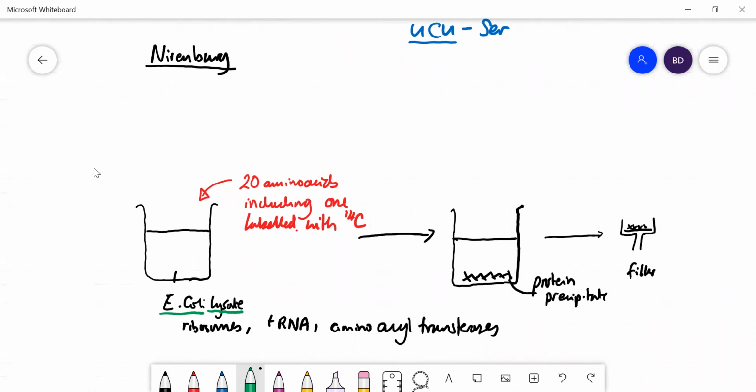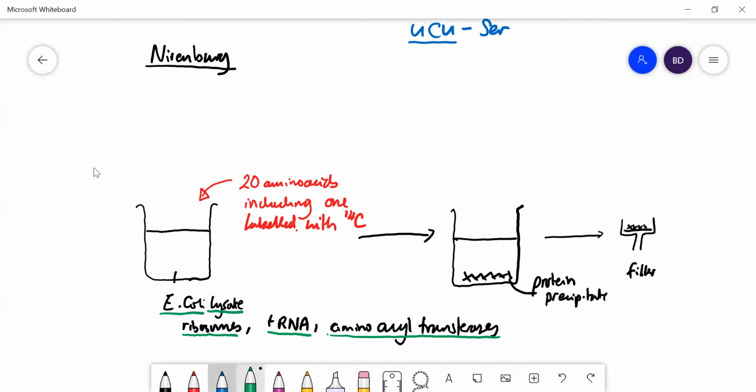So it's essentially E. coli cells all broken up, and everything in them is released into the buffer. There'd be a mixture of ribosomes, where you're going to get the protein synthesis. There'd be all the tRNAs you'd need for the translation process, and then these enzymes called aminoacyl transferases, which are responsible for sticking an amino acid covalently onto the transfer RNA molecule. So he had his E. coli lysate, and he then added some RNA to that.